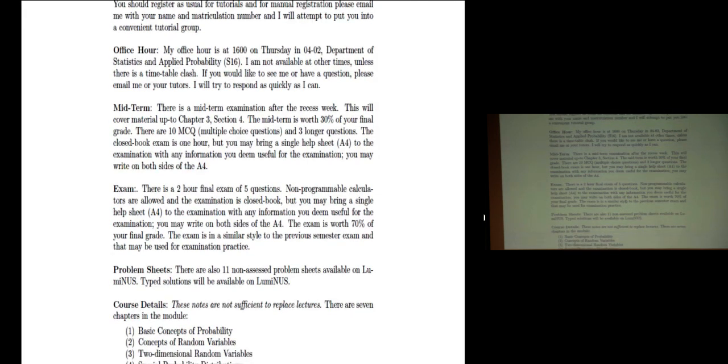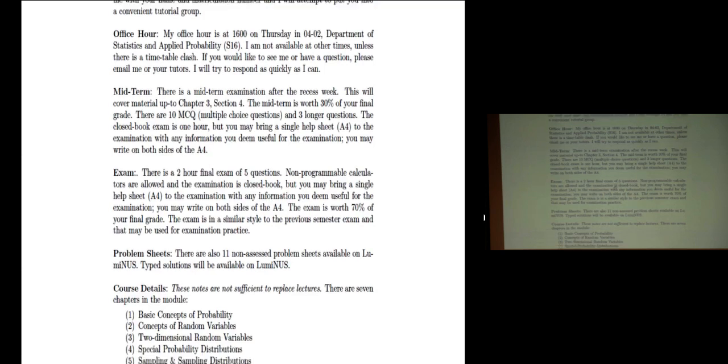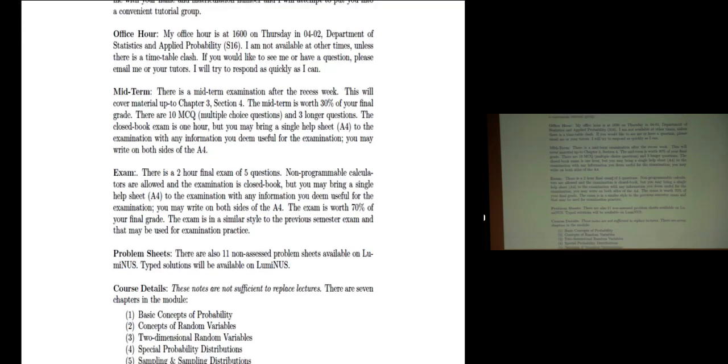Please don't send me an email asking whether we have a midterm or what the exam is. The information is here, and it's in your online materials. The lectures are video recorded, so if you don't like coming here, you can watch them on video later. Just to finish off, there are 11 non-assessed problem sheets. They're already available. You can look through them and try to do them if you want. There are some solutions already on them, and there will be full typed solutions as we come to each tutorial.